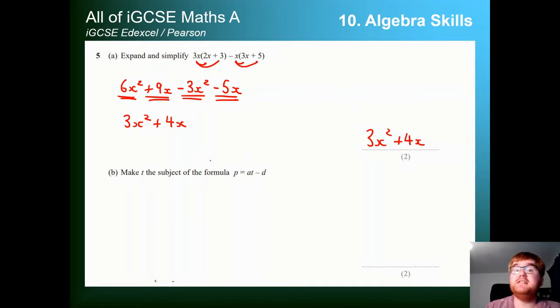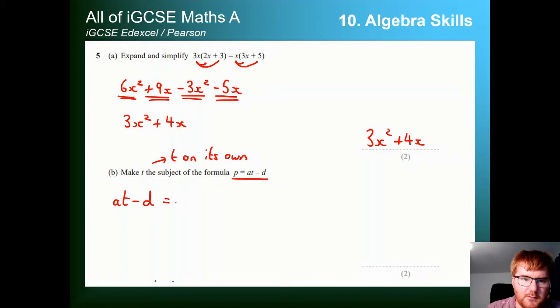And we've seen this phrase in a couple of other parts of the video, making t the subject of this formula. So we want t on its own. This is what it's asking for. Now, the way we tend to do this, first of all, I'm going to flip over the equation. So at minus d is equal to p. And I'm just going to keep chipping away at it and try and get t on its own.